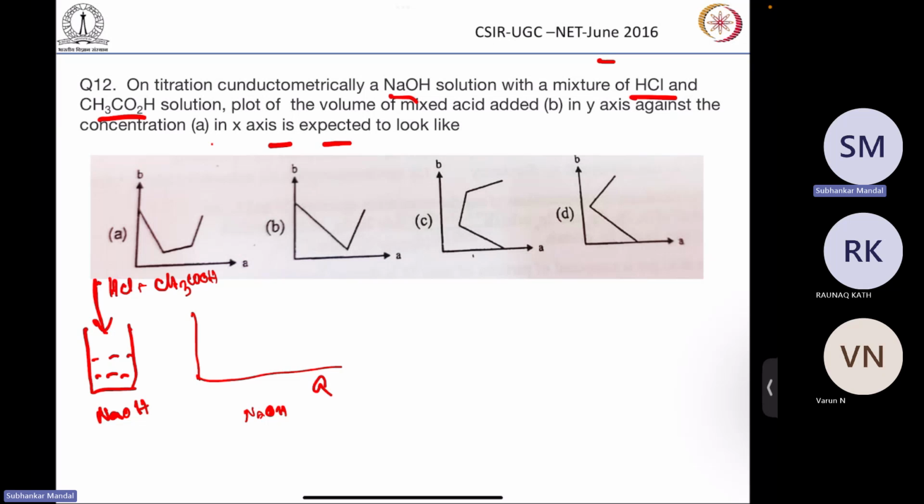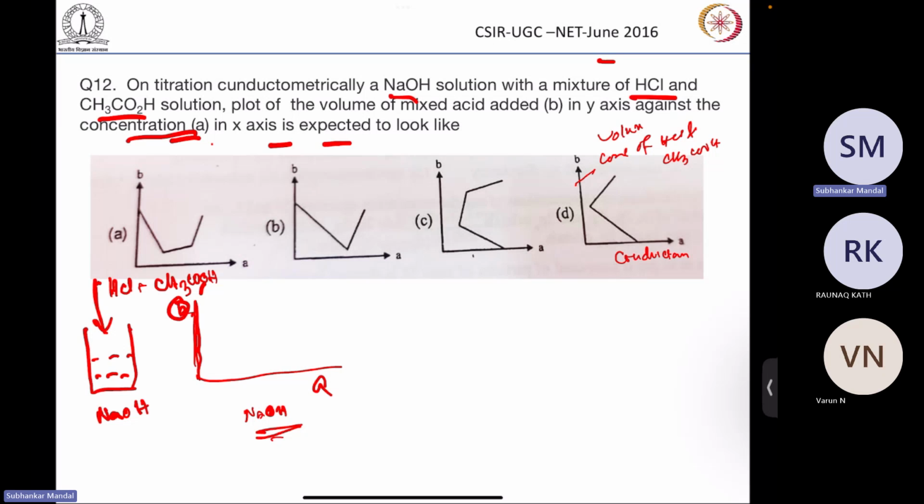Now, a plot of the volume of mixed acid B on the y-axis, and the concentration A, that is NaOH, on the x-axis. So how does the graph look? On the axis is the conductance value, and the other has the volume of HCl and acetic acid. So now the question is how it will look.